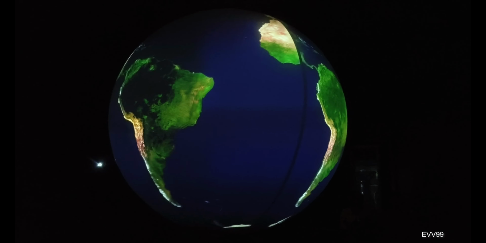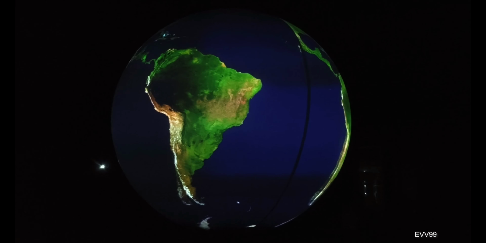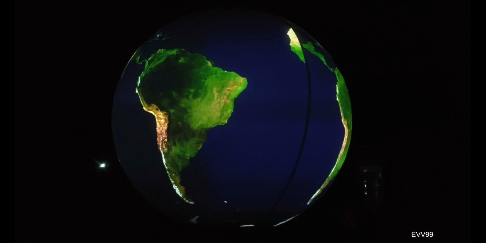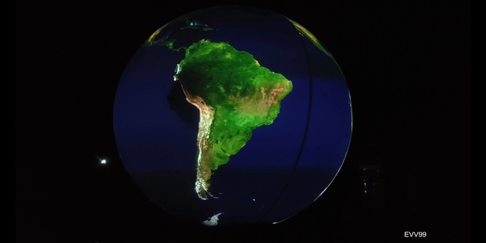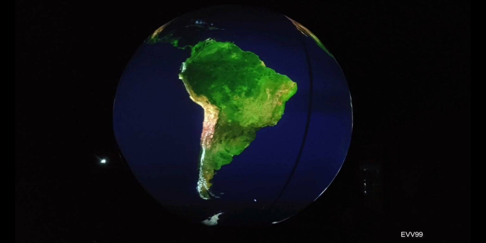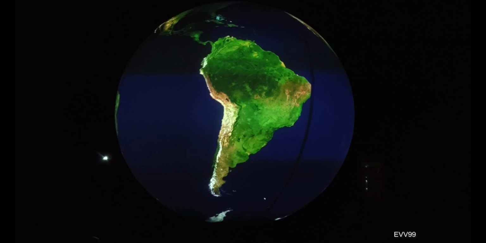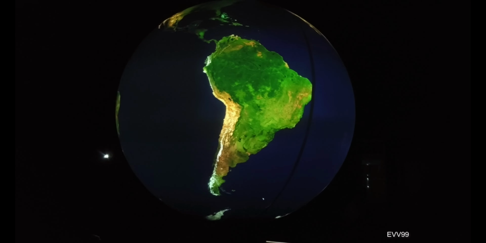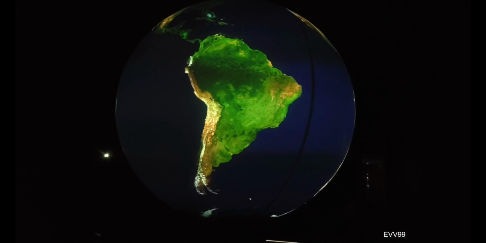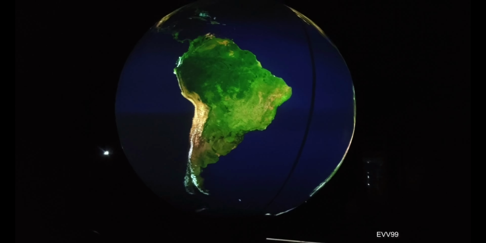Now moving on to the next continent, and this is South America, right? Here also you are seeing the rainforest, the largest rainforest, the Amazon rainforest. It's also called the lungs of the earth because almost 20% of Earth's oxygen production takes place from this rainforest, right?